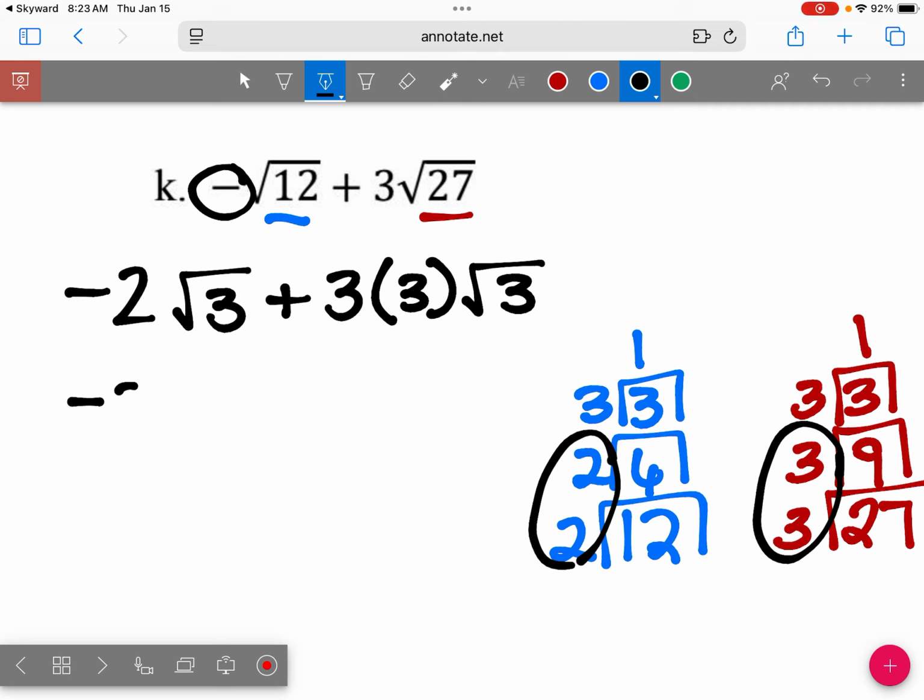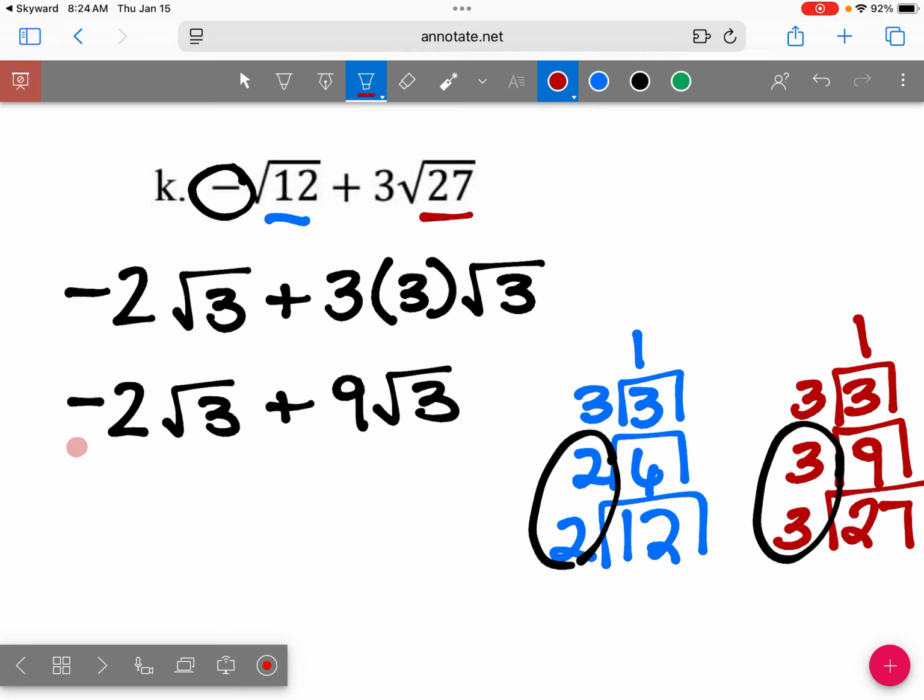So what I have is negative 2 root 3 plus what? Is that a 6 root 3 or a 9 root 3? 9, because you're multiplying what's on the outside. You're not adding. That's a 9 root 3. And we add together, because they are like terms, negative 2 plus 9, and you get 7.